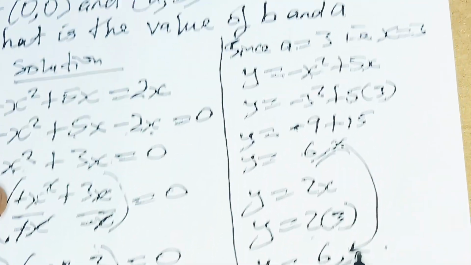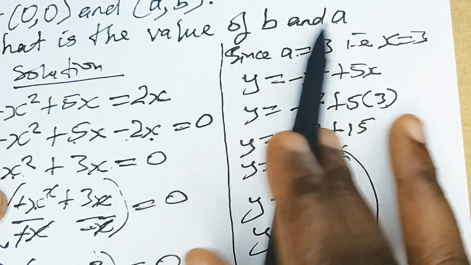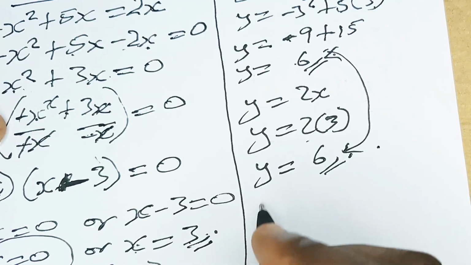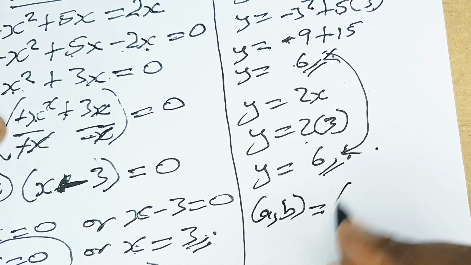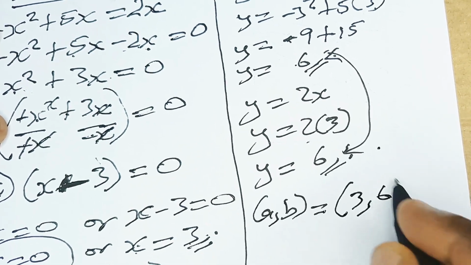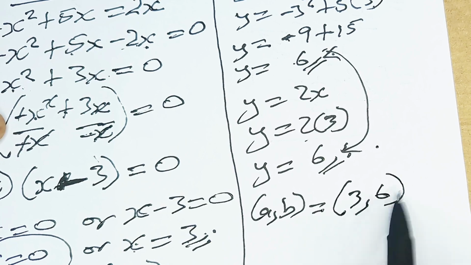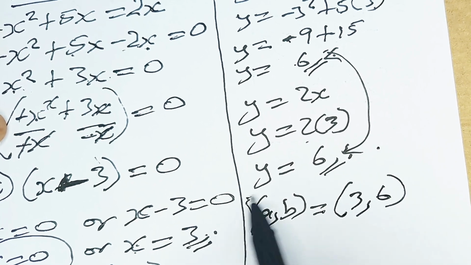Therefore, to get the value of a and b, or b and a, the coordinates of (A, B) will now be equal to (3, 6). So this is the final answer.